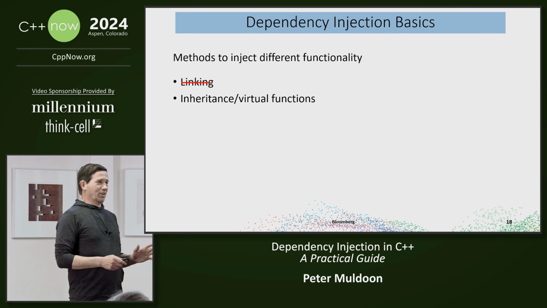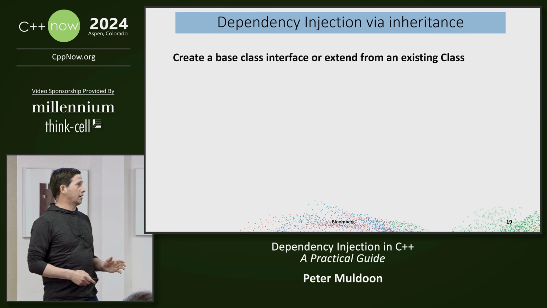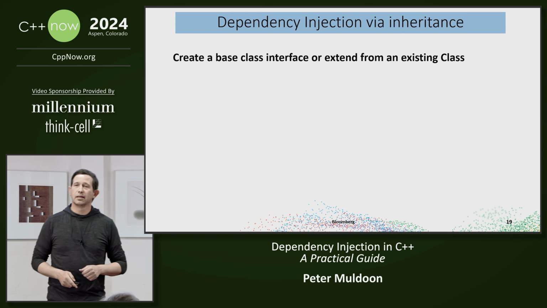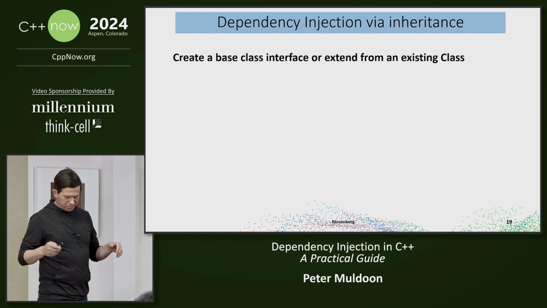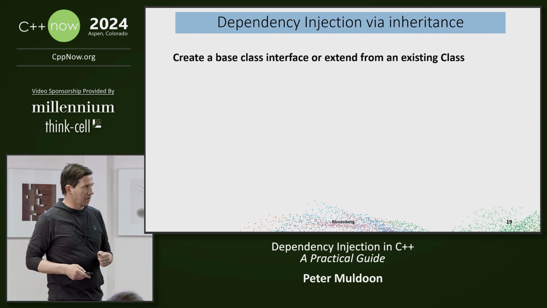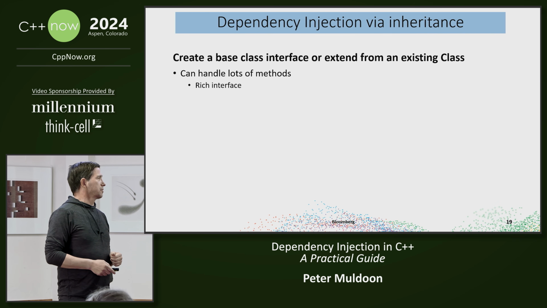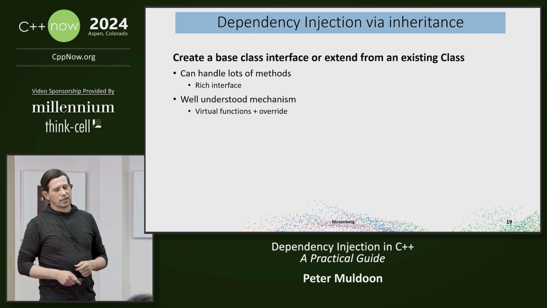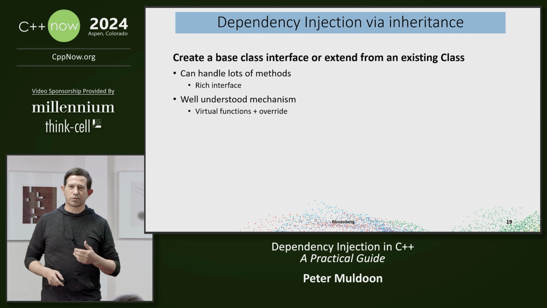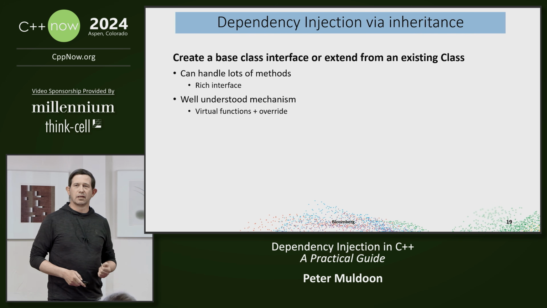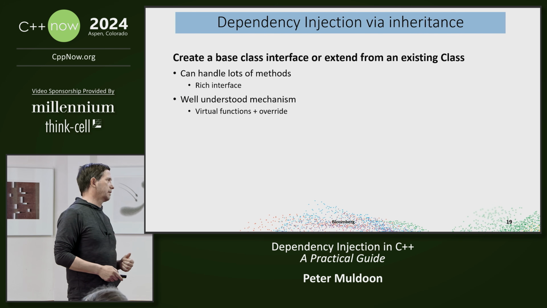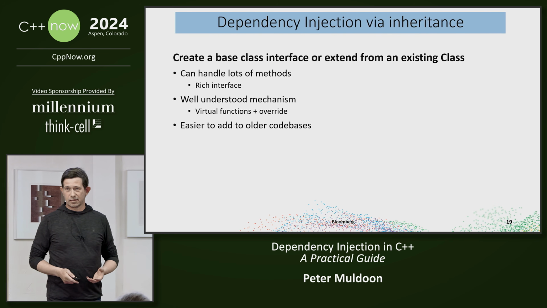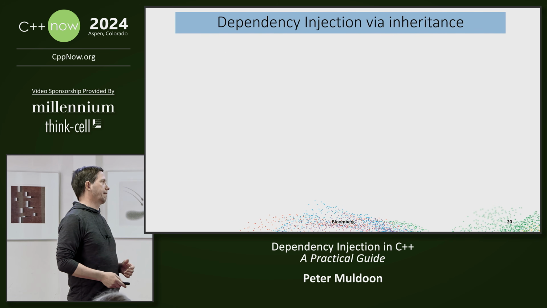So what about the next thing? Inheritance and virtual functions. Well, when we do this dependency injection, what we're going to do is create a base class, and we're going to extend from that our various ways of testing stuff, or implementing stuff. So this has the advantages of lots of methods can be on your base class, so you can have a rich interface. It's well understood, all right, inheritance and virtual functions have been there since the get-go, and lots of code bases use it. And it's easier to add to all the code bases this way because they use so much inheritance, so it kind of slips in there.